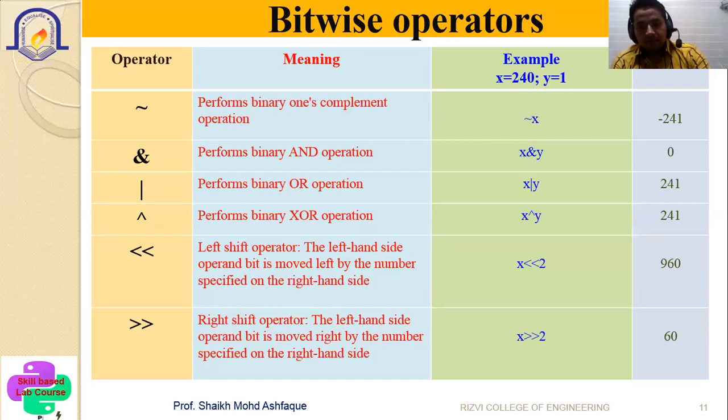These are the operators which are used along with the operand. Suppose this is the number X and this is the number Y. First, you should convert your number X into the binary number, that is 0 and 1. Convert 240 into 0s and 1s. Once you have converted, convert 1 into 0s and 1s. Two numbers are there, so convert both the numbers into the binary format.